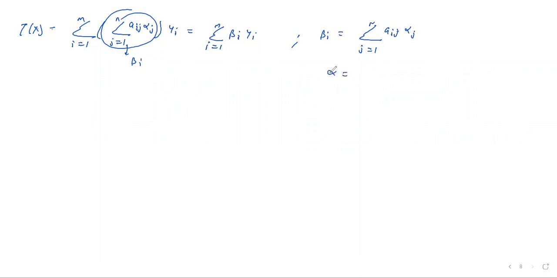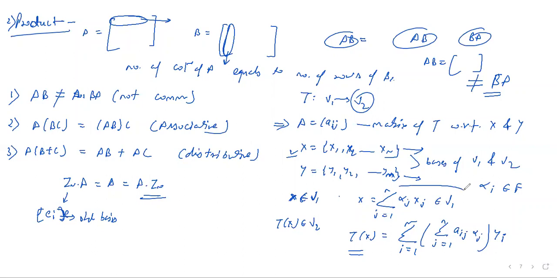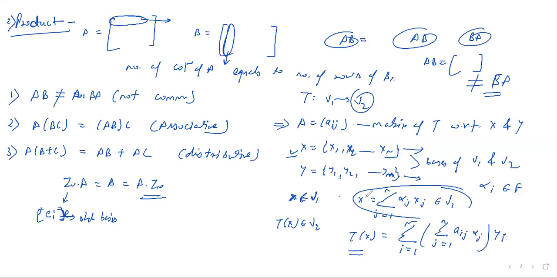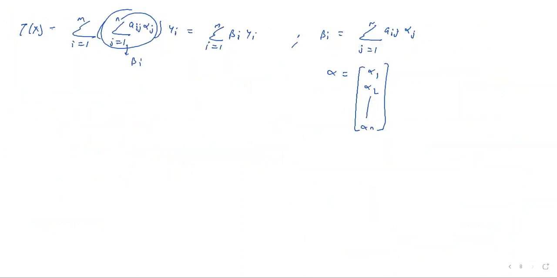And what is my alpha j? So what is my alpha vector actually? Alpha is the corresponding coordinate vector of the vector x. So my alpha is alpha 1, alpha 2 to alpha n. I am writing this as a column vector because we have studied in linear transformations that if I have a vector x and I represent it as a linear combination of other vectors, then the corresponding coordinate vectors are the columns of our matrix. So this is my alpha 1, alpha 2 to alpha n.